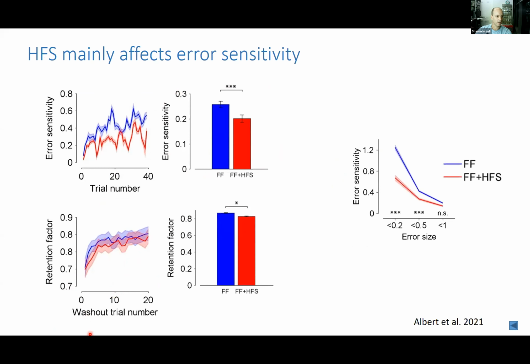Just as smaller errors can be used more reliably to correct the error of the next movement, the error sensitivity may become higher with smaller errors. To confirm this notion, we plotted the error sensitivity as a function of the error size. Although significant differences were illustrated between force field trials with and without HFS, both modes illustrated the same trend as I just described.